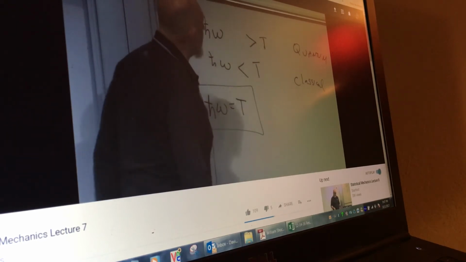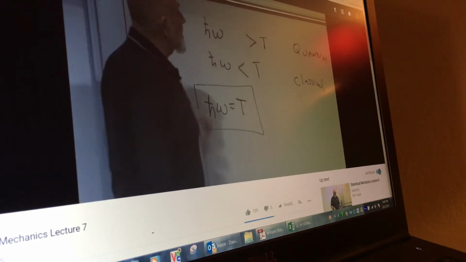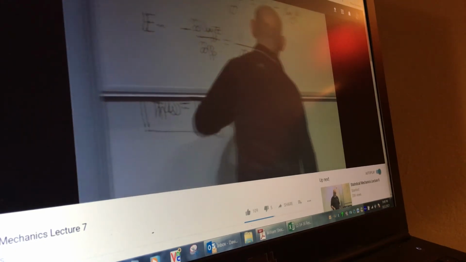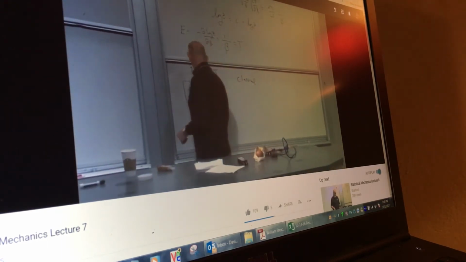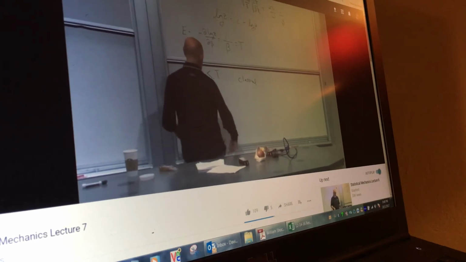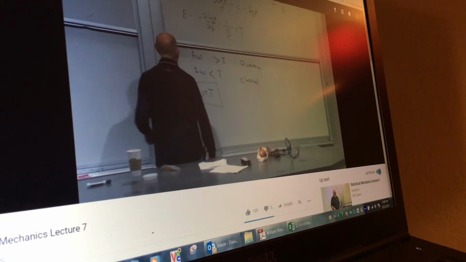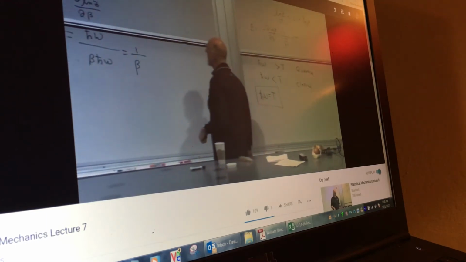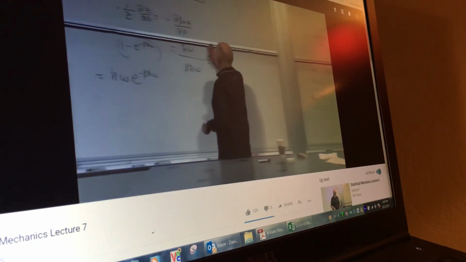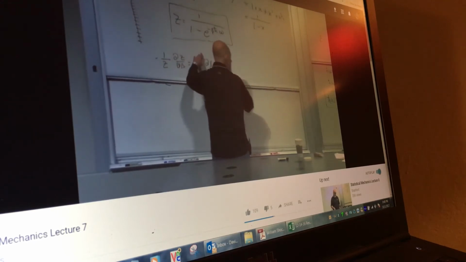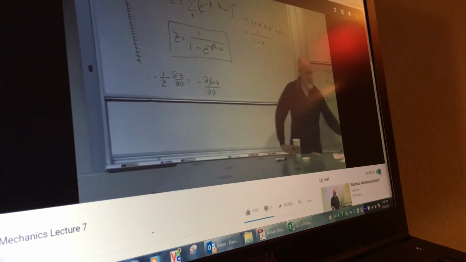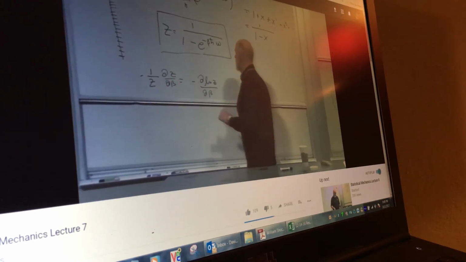I just give you an example here. Do the calculation as classical physicists would ordinarily do it. Here it is. And we got, what do we get? Let's go back actually to the partition function itself. Let's not even take the energy. Let's just see how close we get.